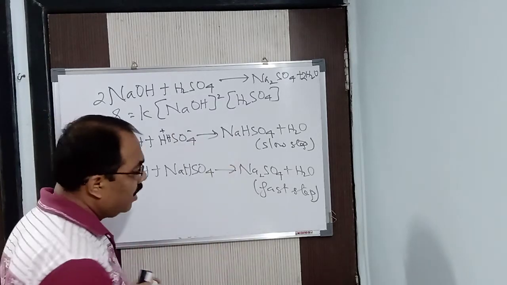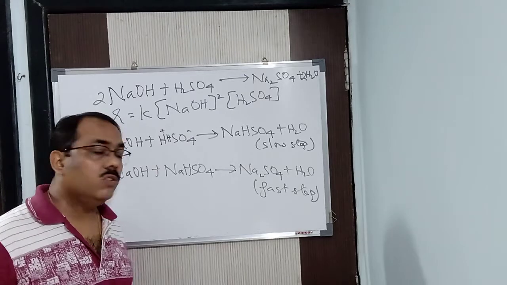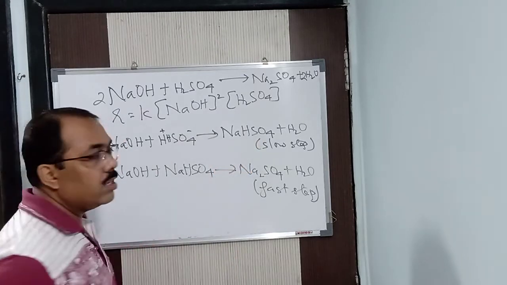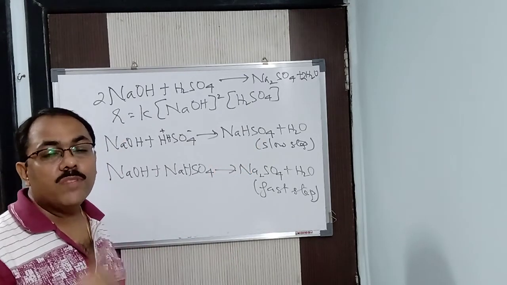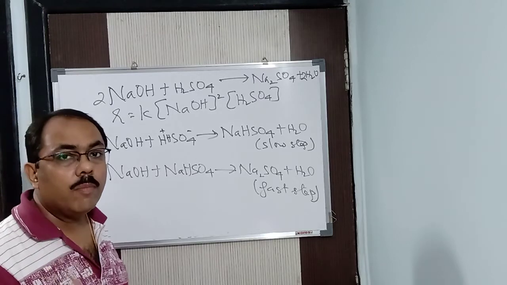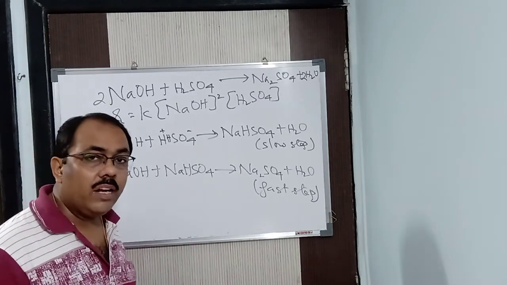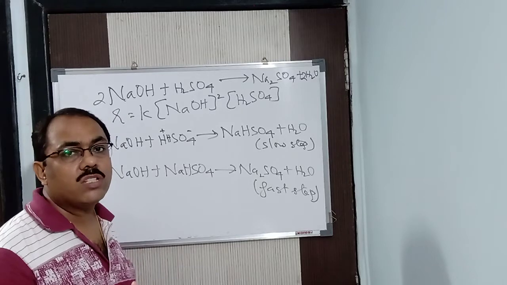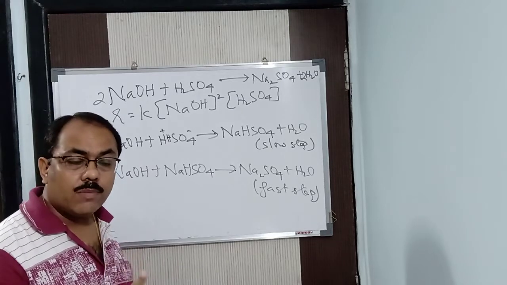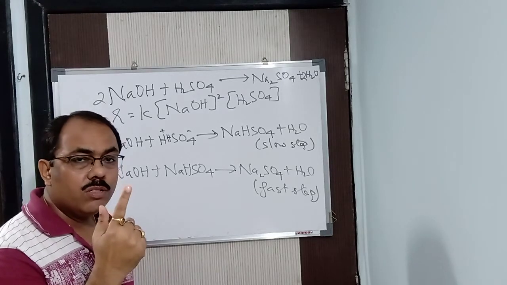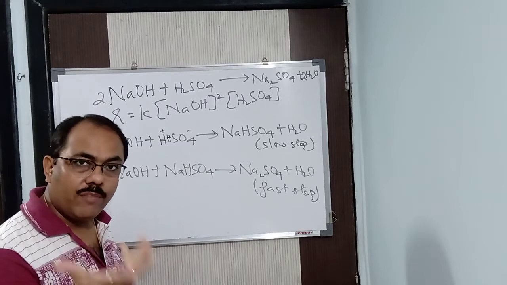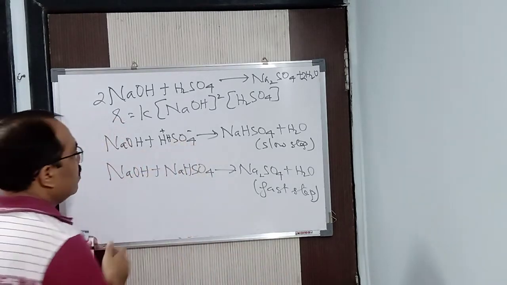So in your exams, or when you do the numericals, a number of steps will be given, and from the slow step only you need to determine the rate. In a particular reaction only one step will be the slow step, not many, because once only the breaking of a bond is involved, after that the rest of the bond is easily broken. I told you many times. Alright, so this is your slow step.